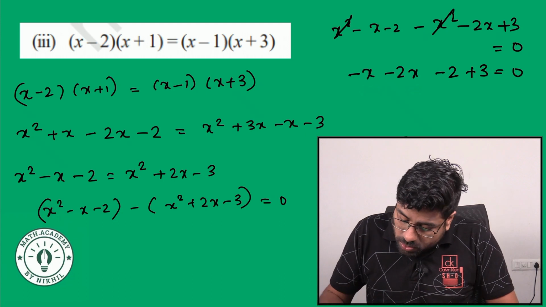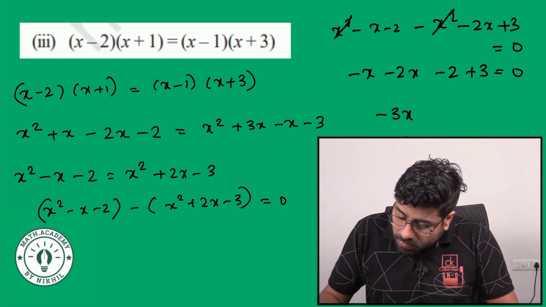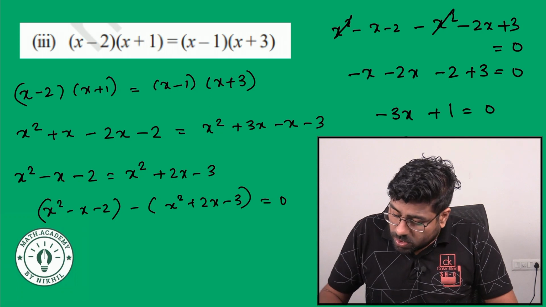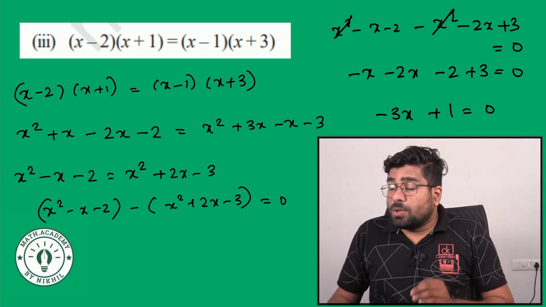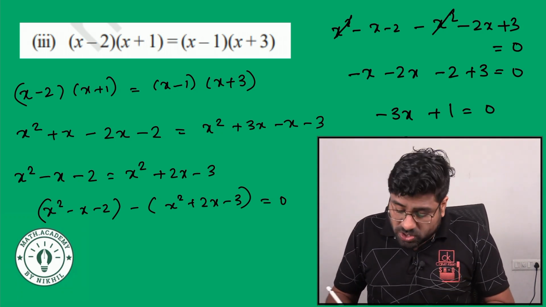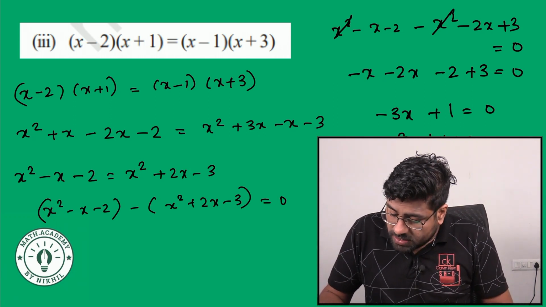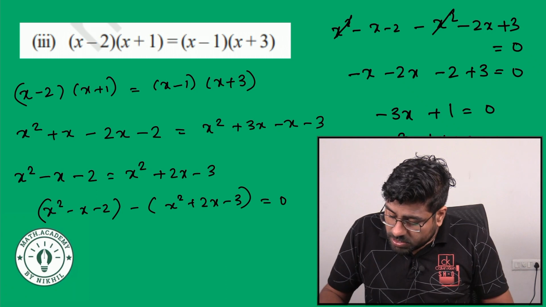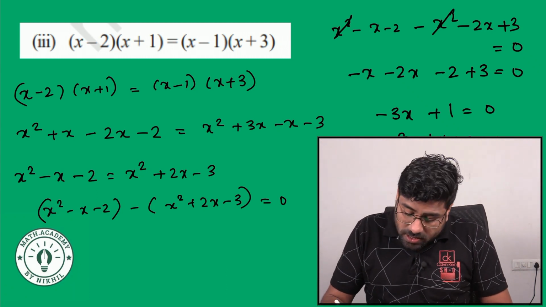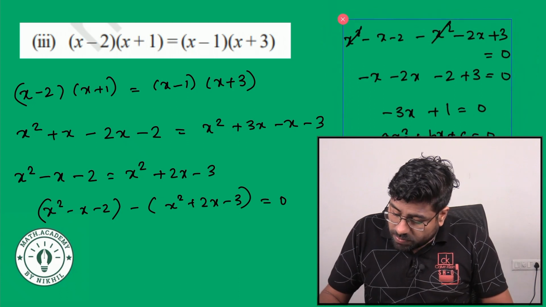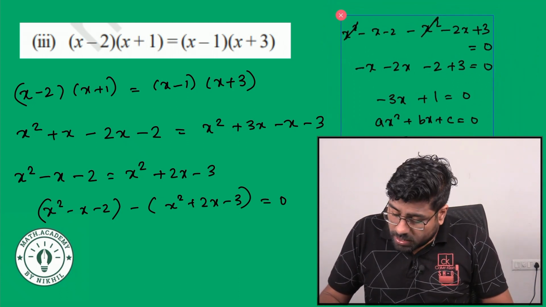Minus x and minus 2x becomes minus 3x. Minus 2 and plus 3 becomes plus 1. So this is equal to 0. From this expression, you can compare it to ax square plus bx plus c is equal to 0, in which a should not be equal to 0. That is the basic idea for your quadratic equation.